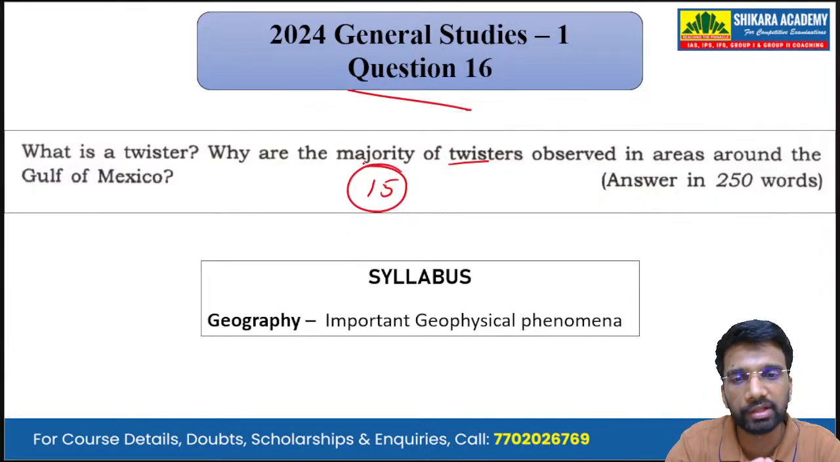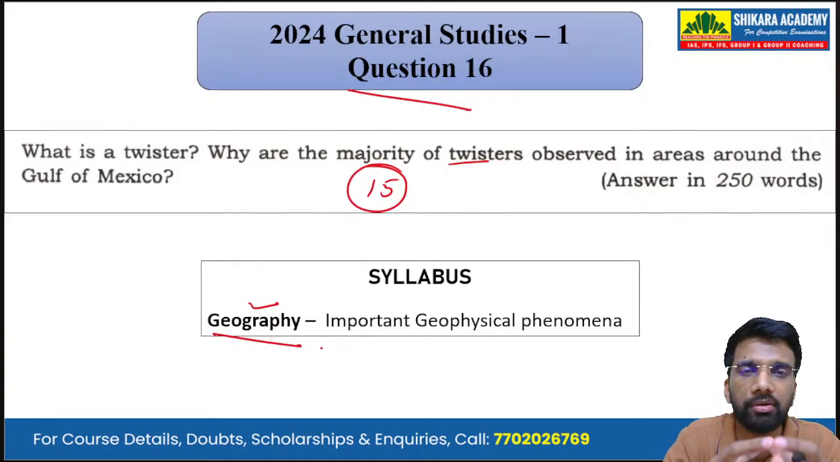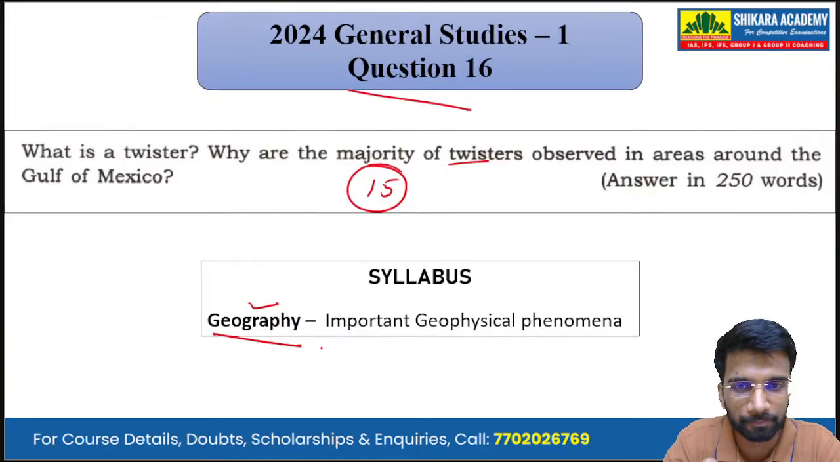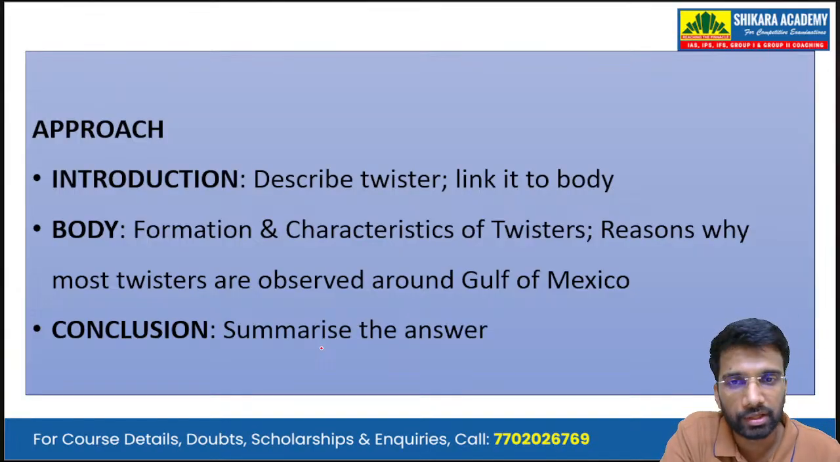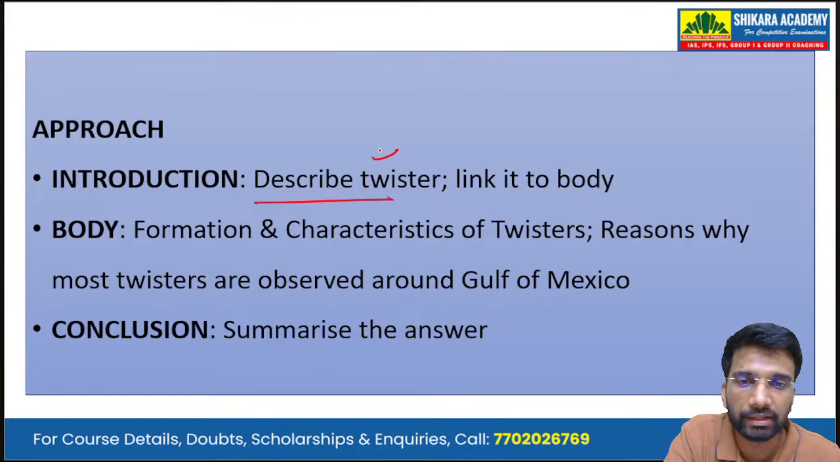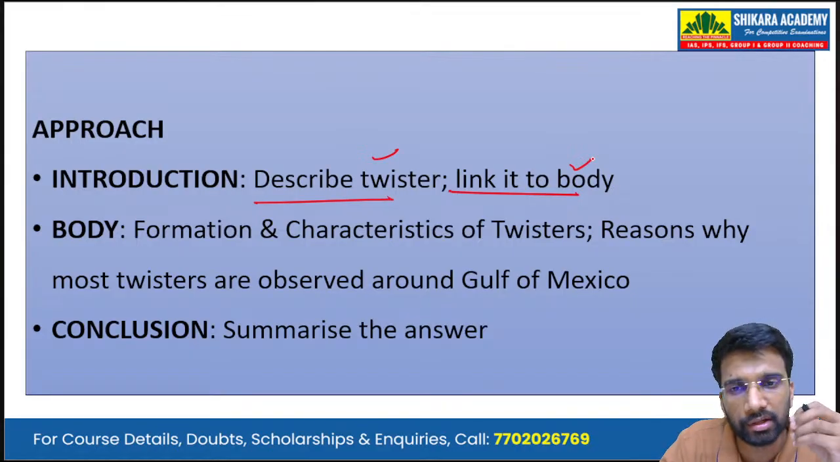Mapping it with the syllabus, we can see that it has been asked from the subject of geography, and the topic is important geophysical phenomena, especially the twisters, or what we commonly call tornadoes. So the approach that we'll be taking in answering such a question is that in the introduction, we will be describing what is a twister because we have been asked about what is a twister. And then we link it to the body. And in the body, we address the demand of the question. So in the body of the answer, the demand of the question needs to be addressed.